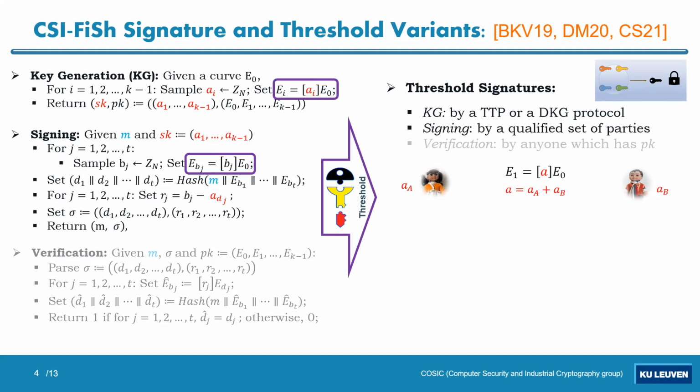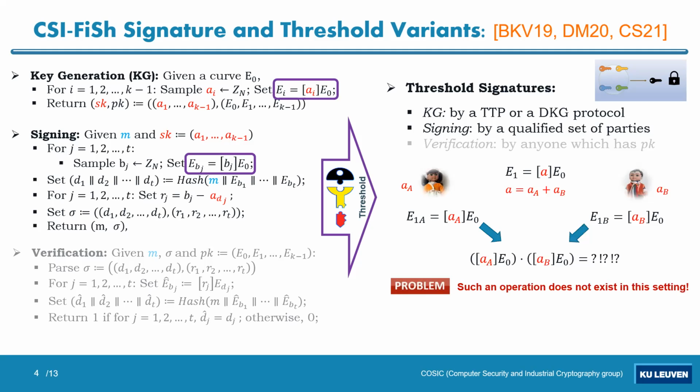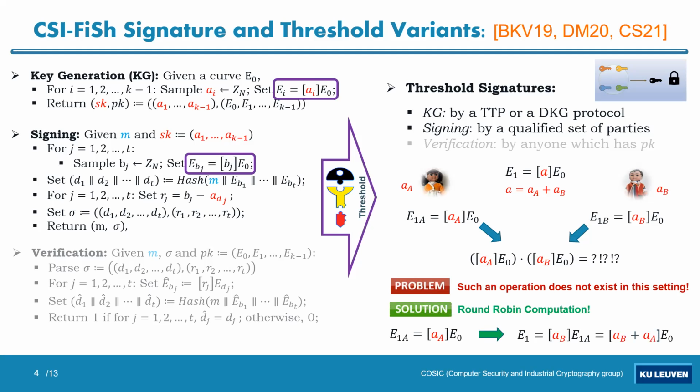So in a discrete case, it was easy. You could just compute G power A, G power B, and then multiply them together and obtain this. But here, unfortunately, we don't have such an operation. The solution proposed by the first threshold signatures is to follow round-robin protocols. The first party computes this G power A, let's say, and gives it to the second party, then the second party computes G power A times B, here you see for the isogeny setting.